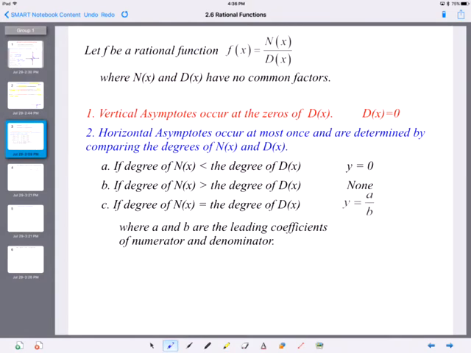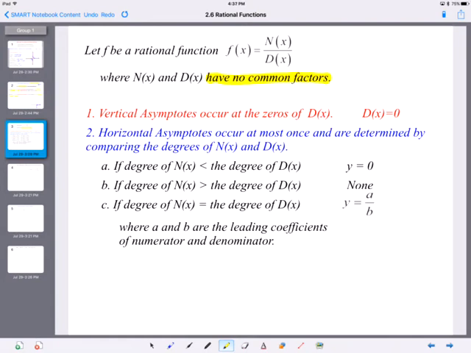Alright, so first we've got our rational function here, f of x equals n of x over d of x. Remember, n of x and d of x have no common factor. So this is something we're going to have to talk about, because what happens when it does have a common factor, and that's something we're going to discuss later on. So we have to make sure there's no common factors. So we'll cancel any common factors out that we have.